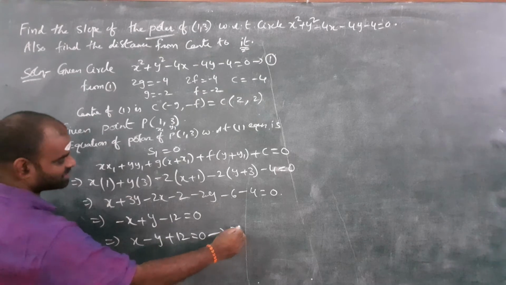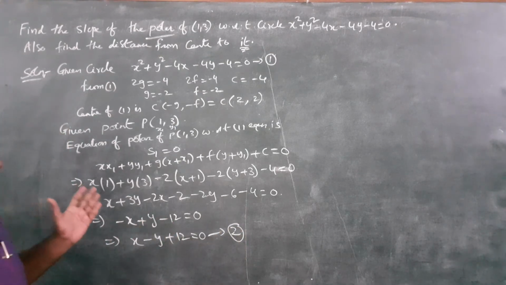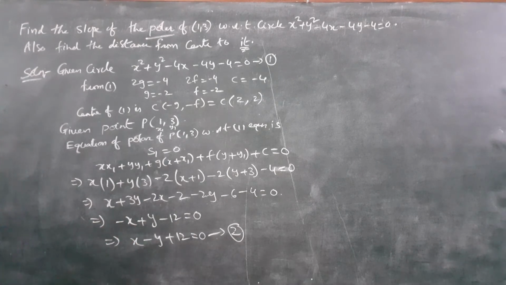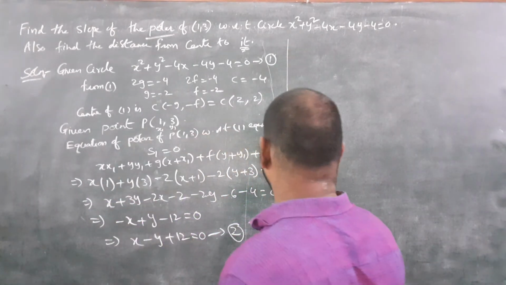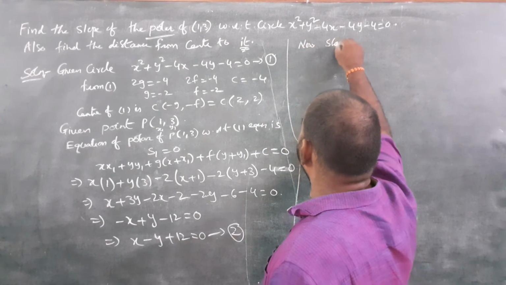This is the second equation, which is the polar. In the first part, what they asked is the slope of the polar. So they asked us to find the slope of the polar.